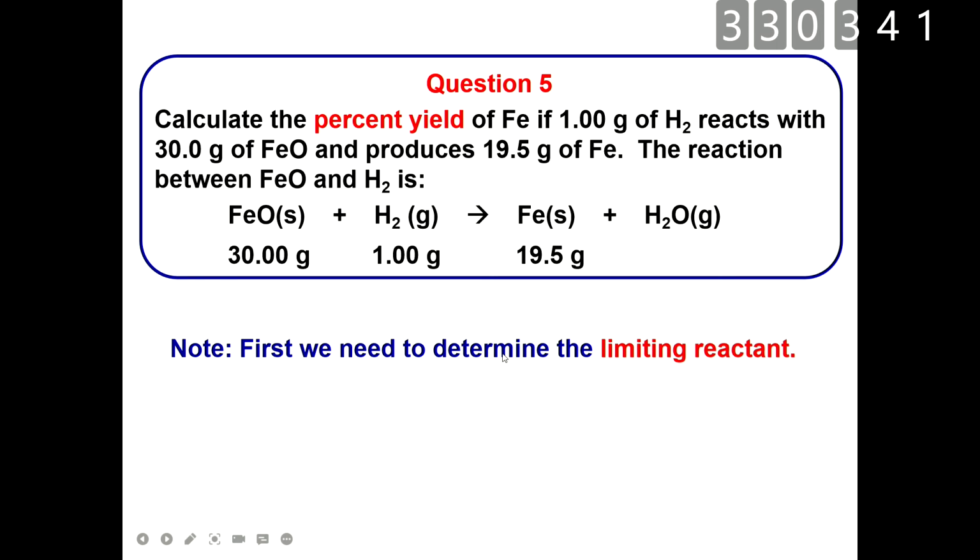Calculate the percentage yield of iron if 100 grams of iron oxide reacts with 20 grams of iron.